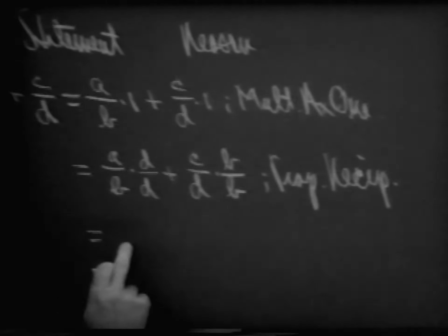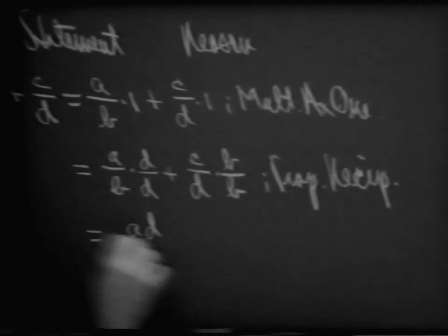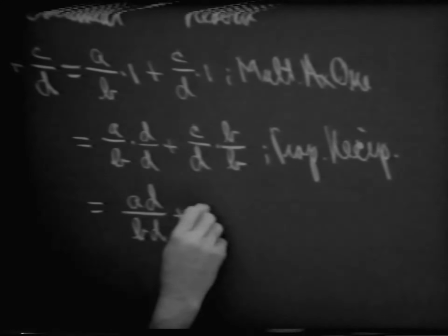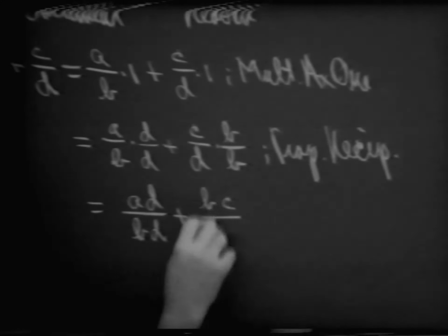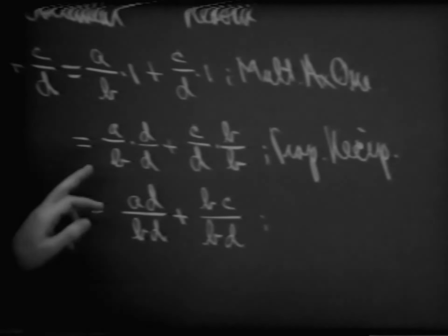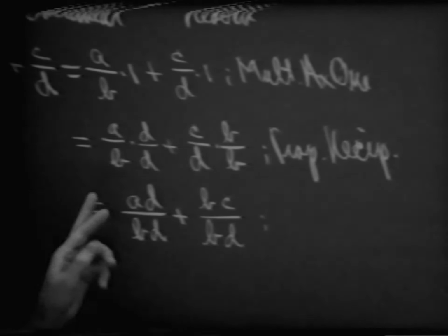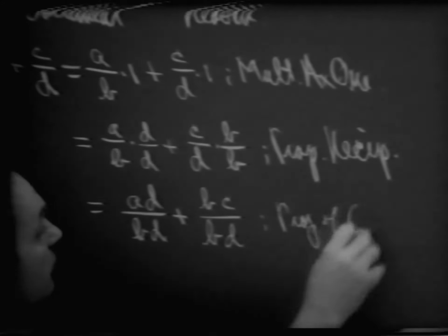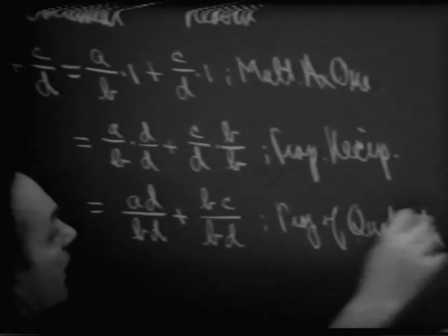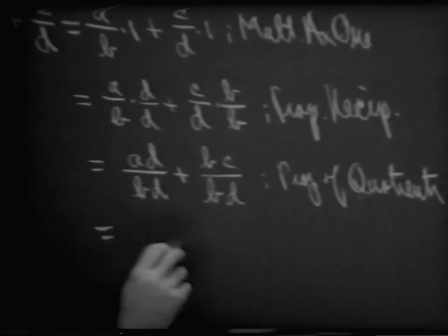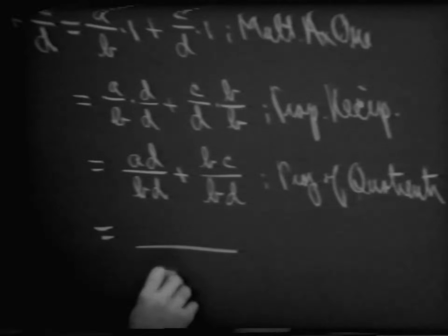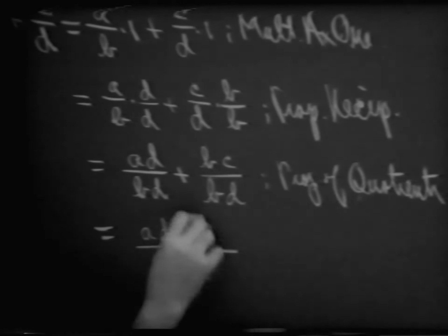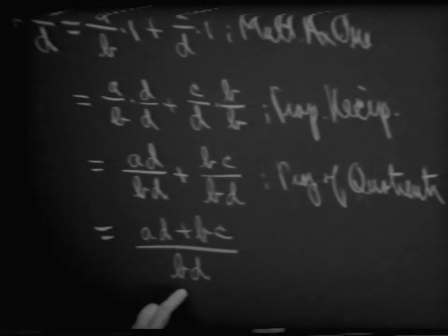Now, let's then use that theorem that has to do with ad over bd plus, oh, let me use a little bit of commutativity here, bc over bd. What we're really doing is using the theorem that has to do with the property of quotients. Is that right? Let's indicate that as our reason for this, our property of quotients. And of course, now as soon as we have it written in this pattern, immediately we may put it over that same denominator of bd, and we have ad plus bc divided by bd.